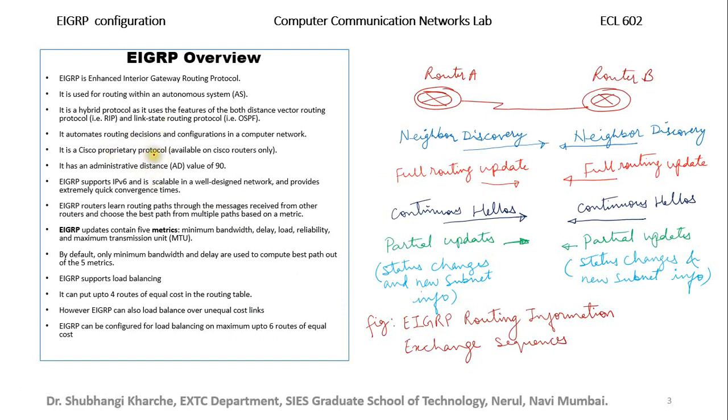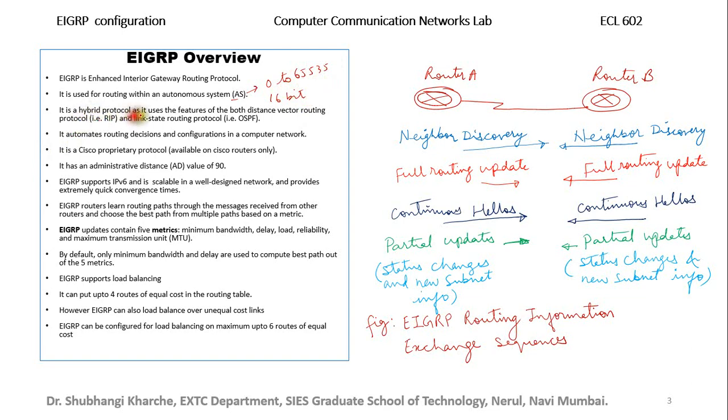Now let me introduce the EIGRP protocol to you. EIGRP is an enhanced interior gateway routing protocol. It is used for routing within an autonomous system. An autonomous system is one which is governed by a single organization, and this autonomous system has a number from 0 to 65535 because it is represented with 16 bits. So the minimum value for the autonomous system can be 0 and the maximum value can be 65535.